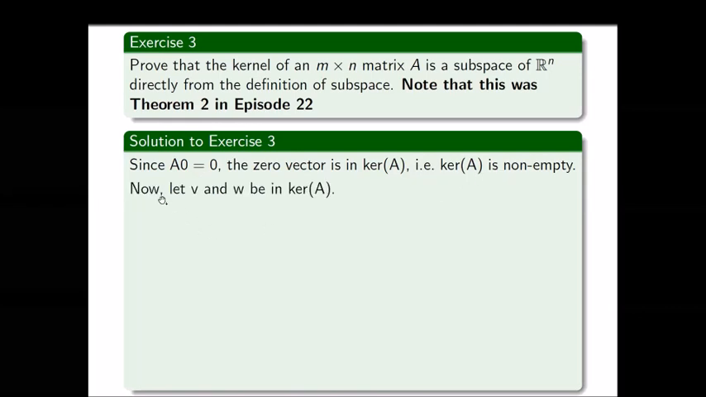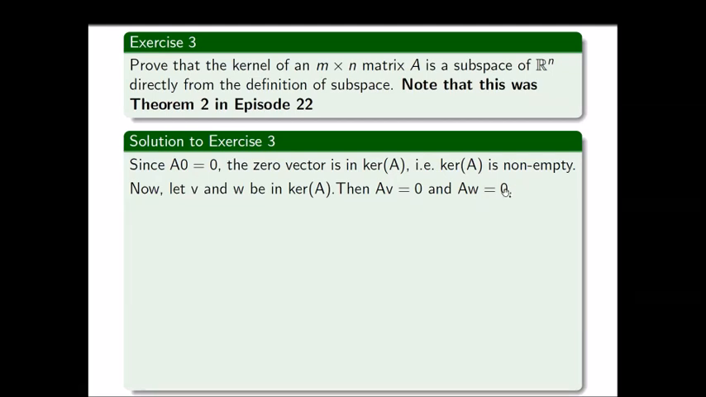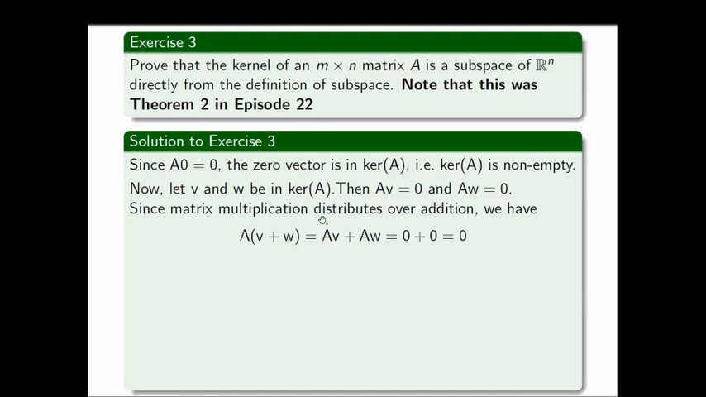Now, for closure under addition, we start with two vectors V and W in the kernel of A. Then that gives us that AV and AW have to be 0 by the definition of V and W being in the kernel. And because matrix multiplication distributes over addition, we get that A of V plus W is just AV plus AW, and that is just, again, 0. So V plus W is also in the kernel, and therefore the kernel of A is closed under addition.